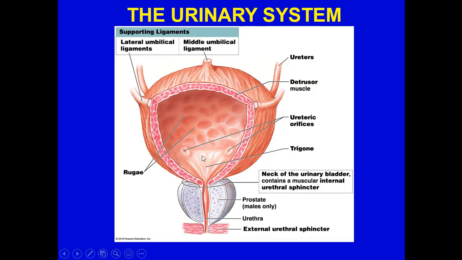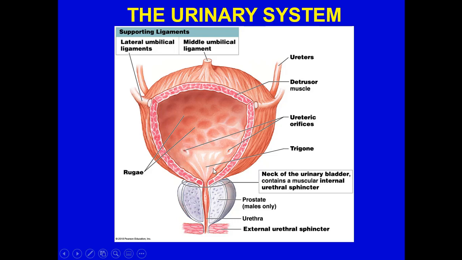Here you see this here. Here are the ureteric orifices. Here's the middle umbilical ligament, the lateral umbilical ligaments, the detrusor muscles, and you can see the layers here, okay? And then, of course, you've got the ureters coming down here, but they enter sort of in the back, the posterior part, all right?